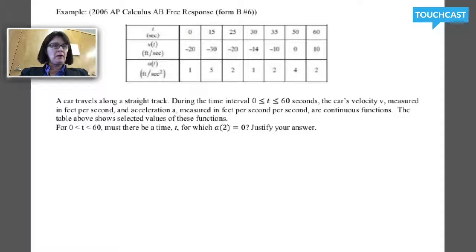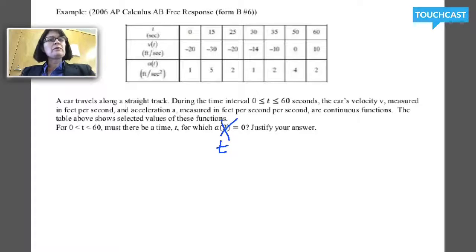So before we start this problem, I hope you will help me correct a very grave error. That last line says for 0 is less than t, which is less than 60, must there be a time t for which, that should be t, for which a of t equals 0. So if you could please make that correction.